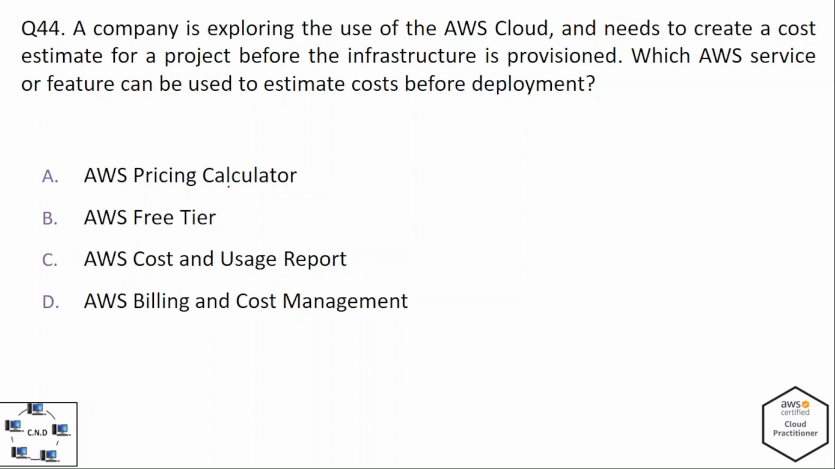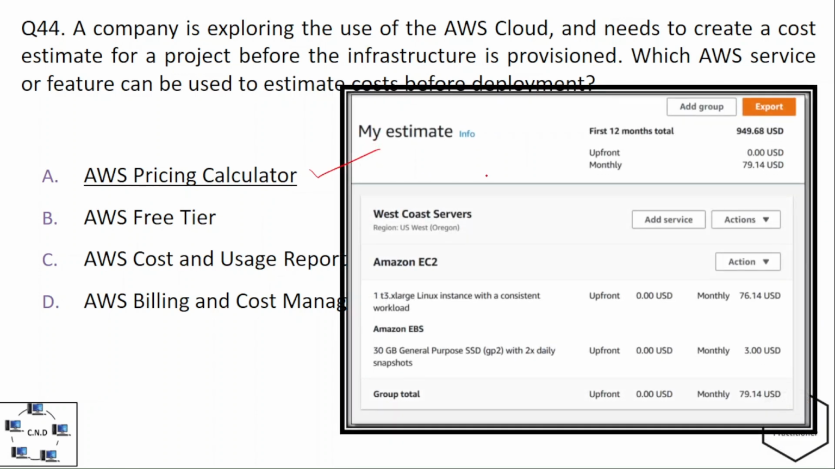The options are A. AWS Pricing Calculator, B. AWS Free Tier, C. AWS Cost and Usage Report, and D. AWS Billing and Cost Management. And the correct option is AWS Pricing Calculator. This pricing calculator gives you the upfront cost of all the resources that you are going to use or purchase, and thus it gives you an estimate of your expenditure monthly as well as yearly.